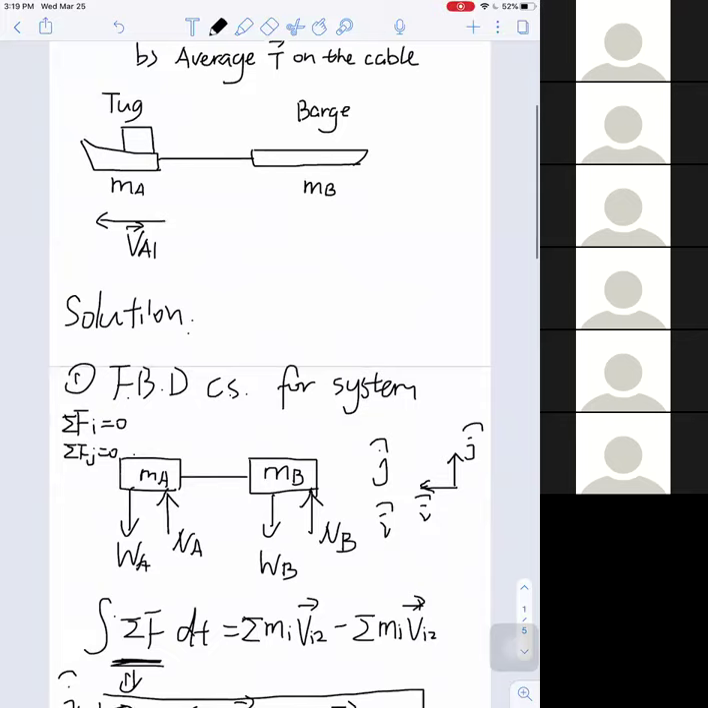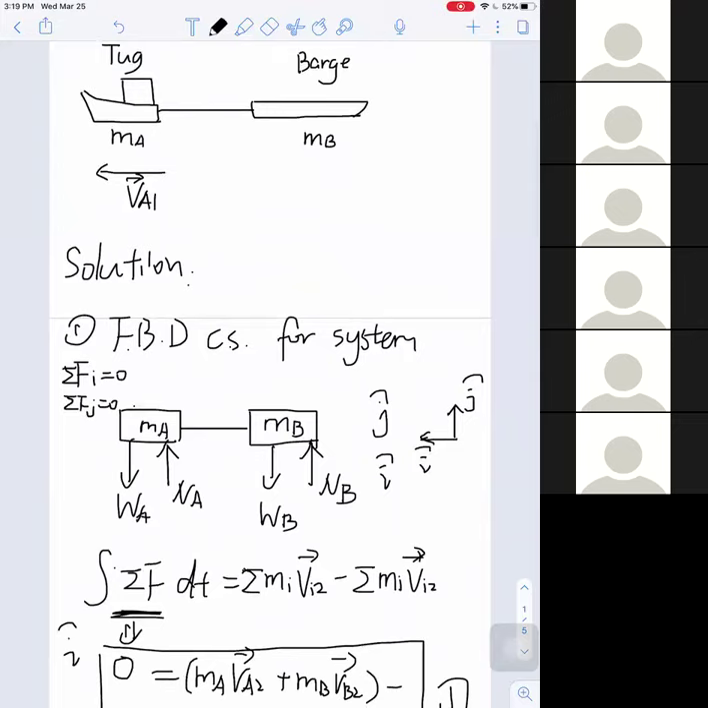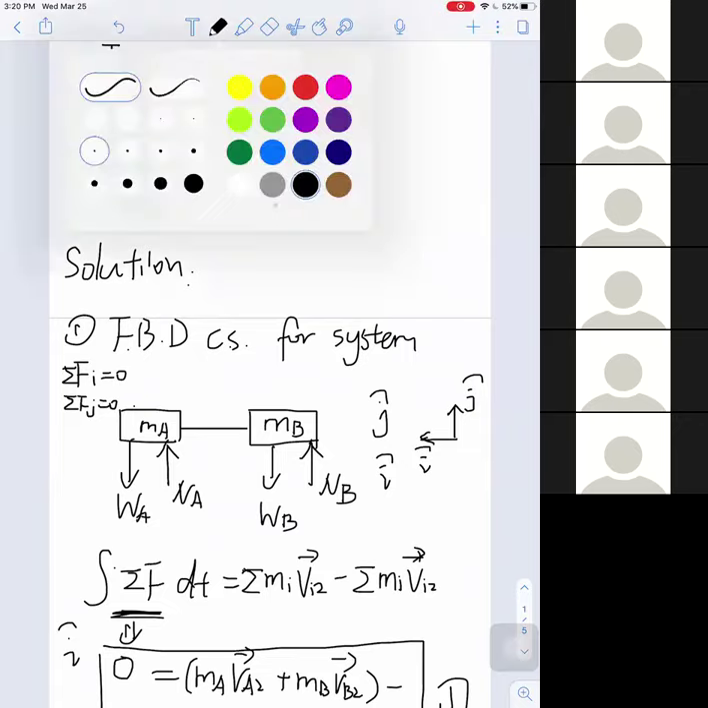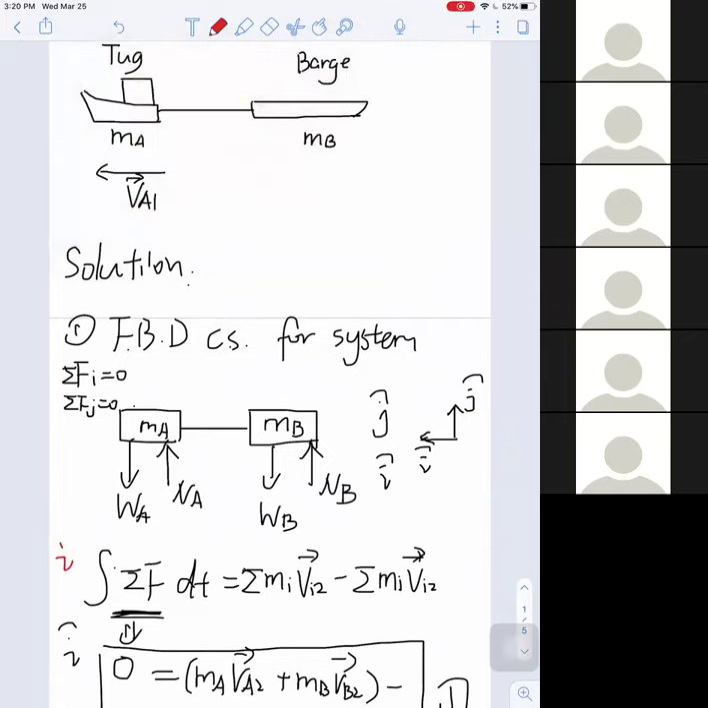Now we can start to apply the linear impulse momentum equation. And here, because both boats are moving in the I direction, the J direction doesn't tell us anything. So what we care about is the linear momentum equation in the I direction. On the left-hand side of the equation, that's your linear impulse. On the right-hand side, that's the change of momentum. Since here we have two masses, MA and MB, when you calculate the change of momentum, you need to consider the sum of both masses.